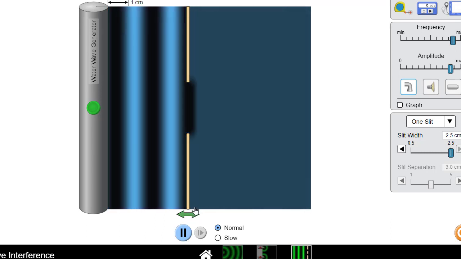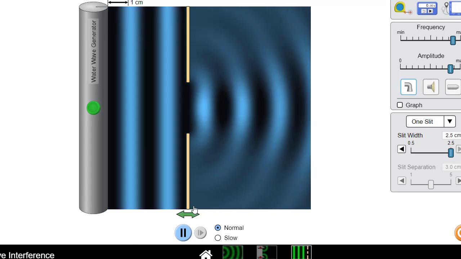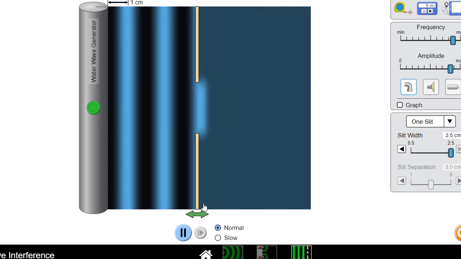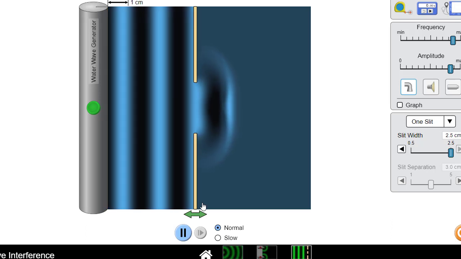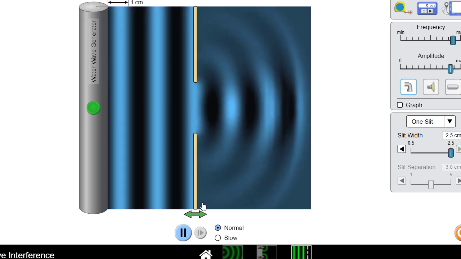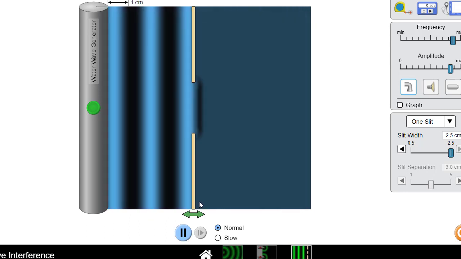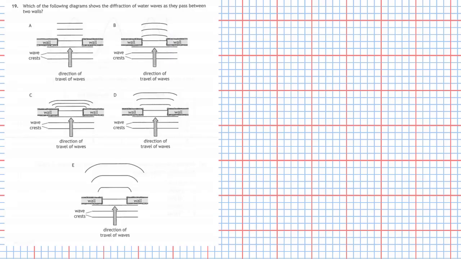Another thing to notice is that the wavelength of the approaching waves is exactly the same as the wavelength of the waves that pass through the barrier. So once again, there we go. The waves pass through almost straight, showing signs of bending or diffraction at the edges, and the wavelength on the left side of the barrier is exactly equal to the wavelength on the other side of the barrier. So let's go back to our question and see what we can get.